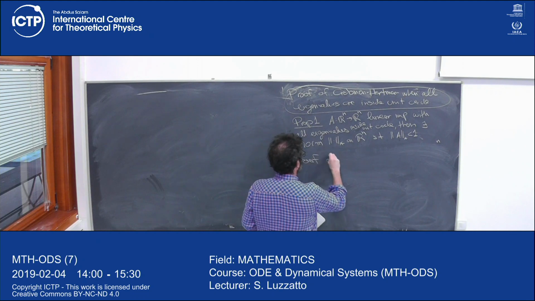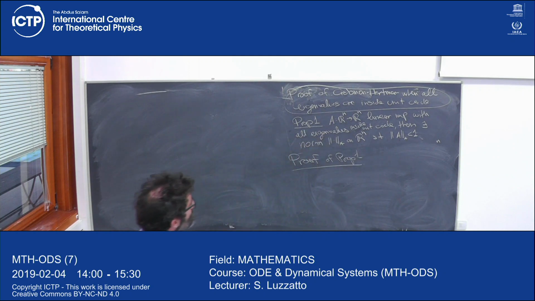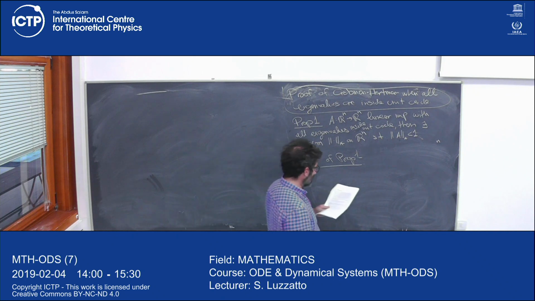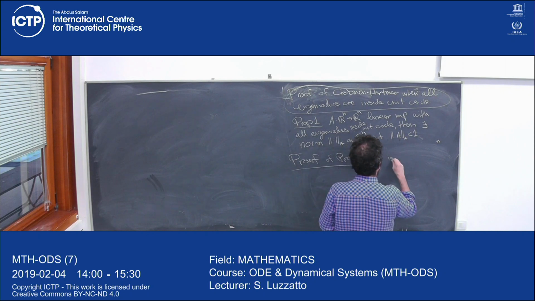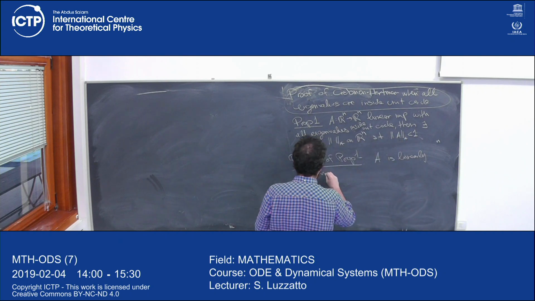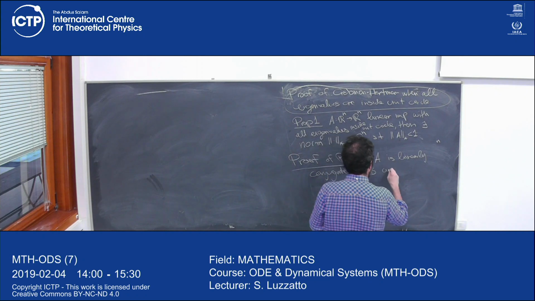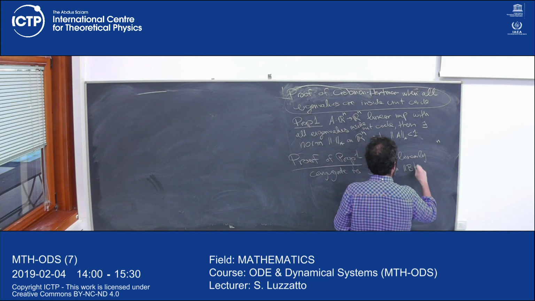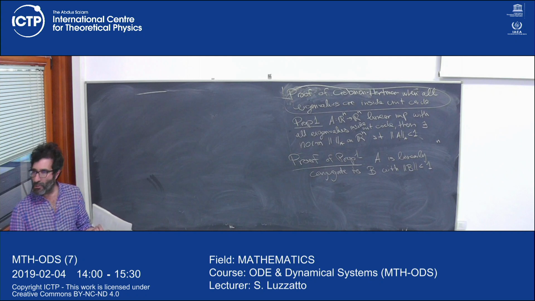Proof of proposition 1. So the first thing we do is we're going to take advantage of what we said before, which is we know that A is linearly conjugate to B with norm of B less than 1. Okay? This is just by linear algebra, as we said.